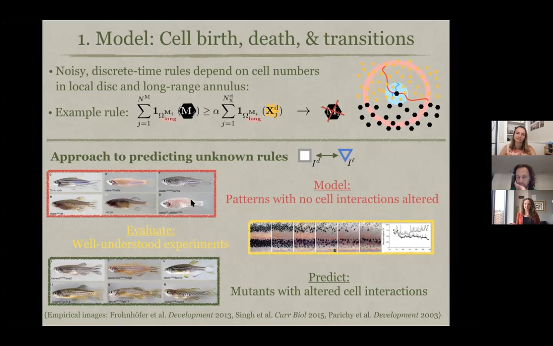Once you have consistency with those 6 fish, you step back, say, okay, that's our model. Let's see if we can reproduce something we didn't kind of build in. And so for that, we use all sorts of well-understood experiments where we know how the biologists are changing the patterns. And then the final step is to make predictions about these altered cell interactions and mutations.